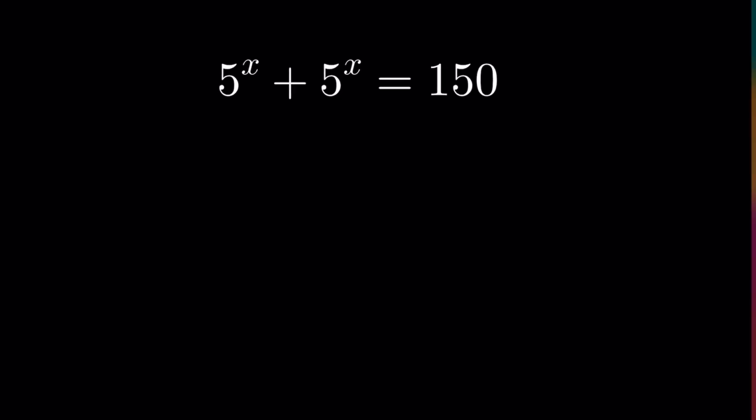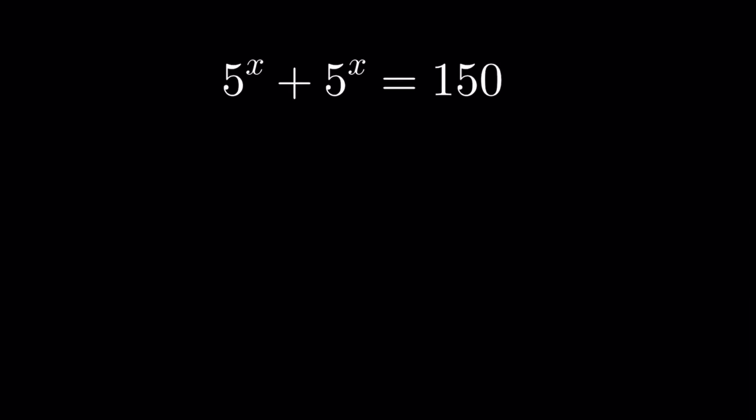5 to the power x plus 5 to the power x is equal to 150. We have to find the value of x. So we can write it as 5 to the power x times 2, taking 5 to the power x common, is equal to 150, or we divide both the sides by 2.